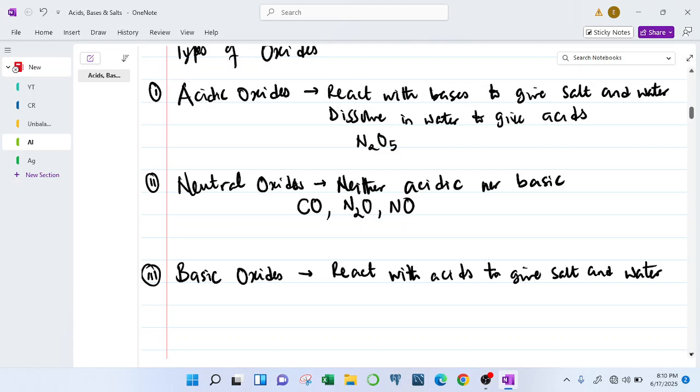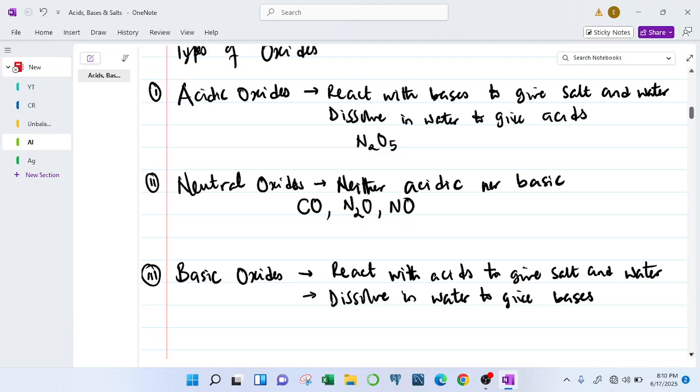That's for basic oxides. And then obviously again, they will dissolve in water to give bases. But something you must note here, not all of them are soluble in water. Some are insoluble. So in such cases, do not expect them to be dissolved in water to give their bases. In such cases, there are different ways of manufacturing such bases.